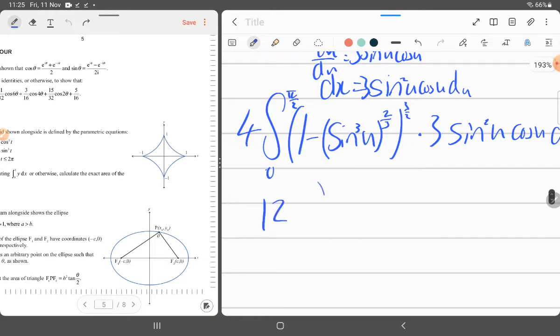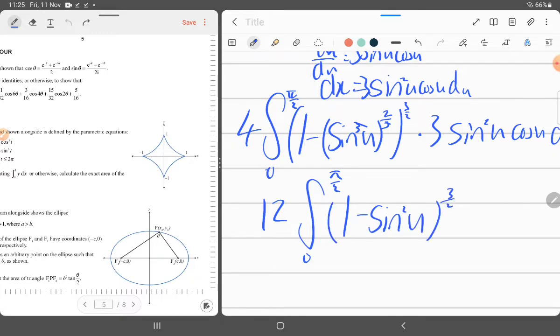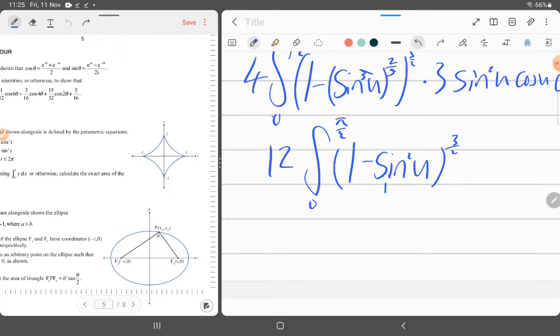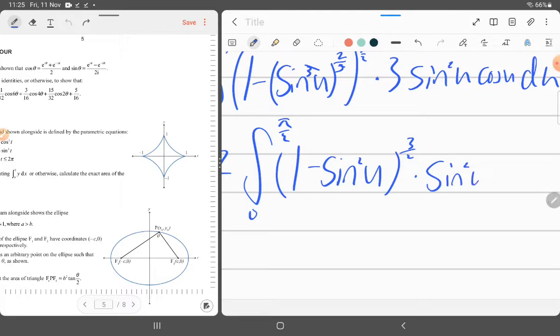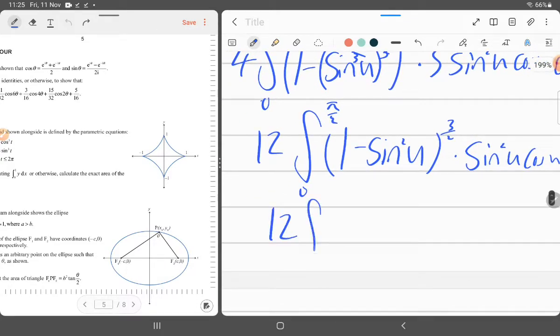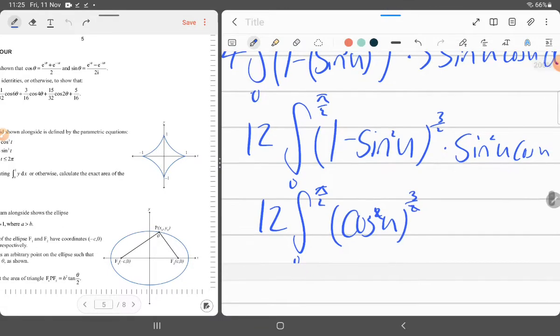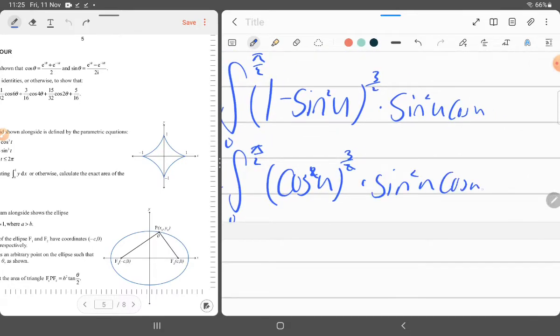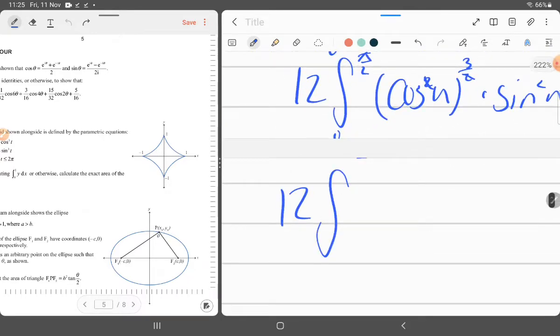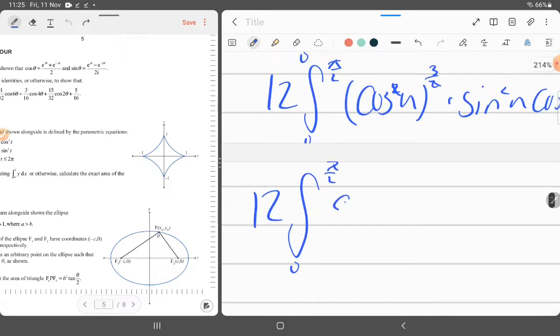So 12 integral from pi over 2, which cancels out, so 1 minus sine squared u to the power 3 over 2. This is just cosine squared u times sine squared u cosine u. 12 times the integral from pi over 2 to 0 of cosine squared u to the power 3 over 2, then this just cancels out, so cosine cubed times sine squared u cosine u du. 12 times the integral from pi over 2 to 0 of sine squared u cosine to the power 4 u du.